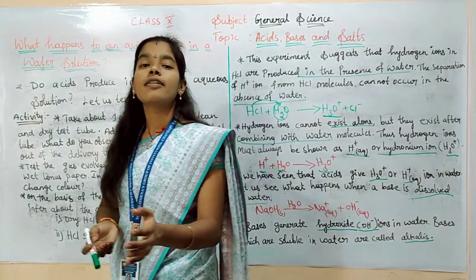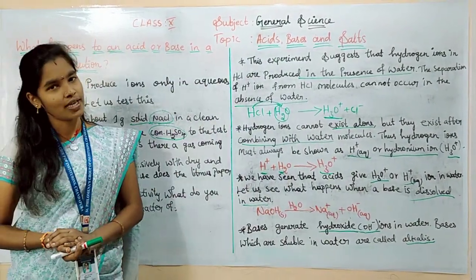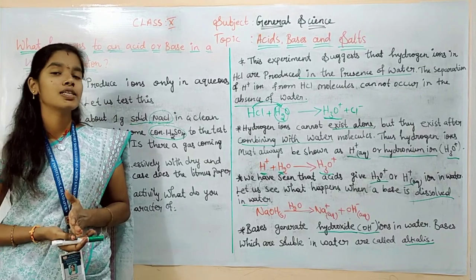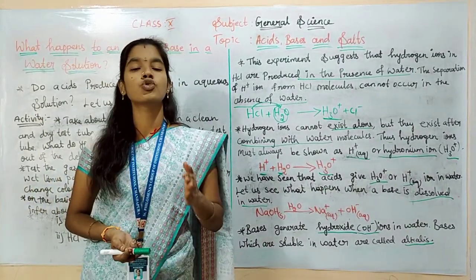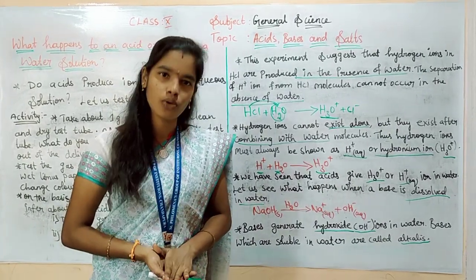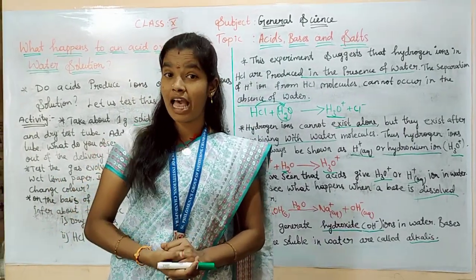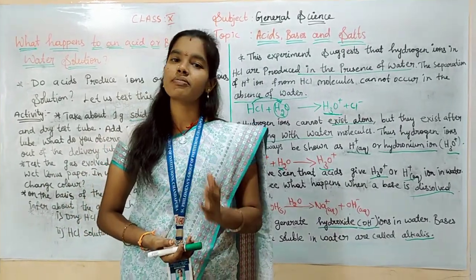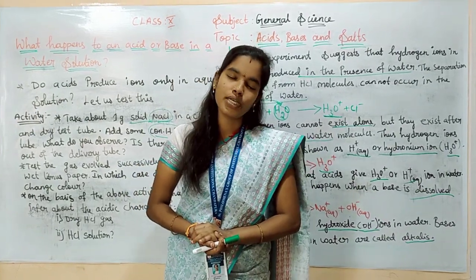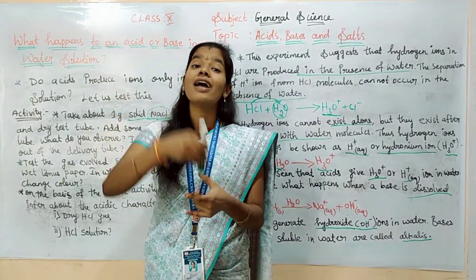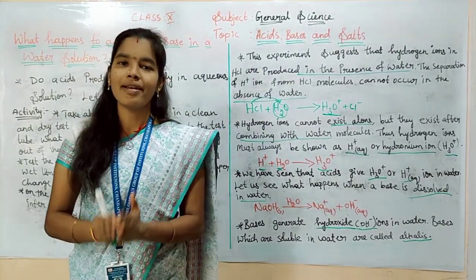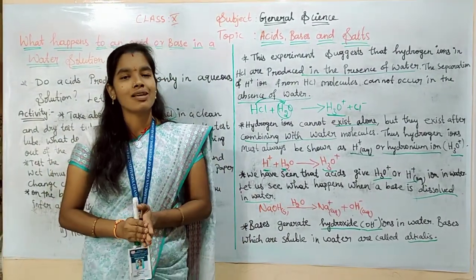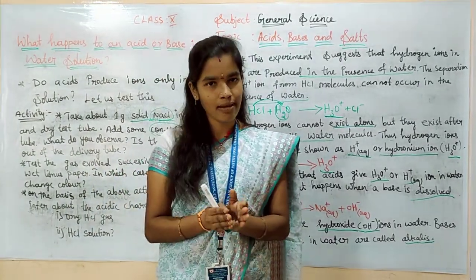First, what have we taken in the clean dry test tube? We have taken 1 gram of solid NaCl, sodium chloride. And next, we add concentrated sulfuric acid. As soon as you add the sulfuric acid, what happens? It reacts with sodium chloride and produces sodium sulfate and hydrochloric acid.